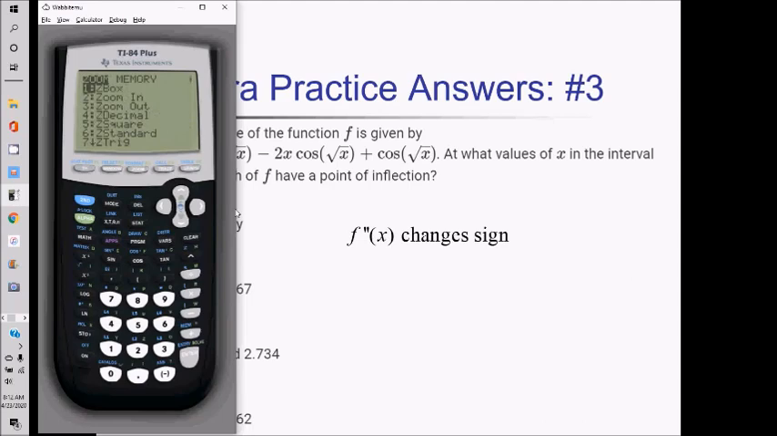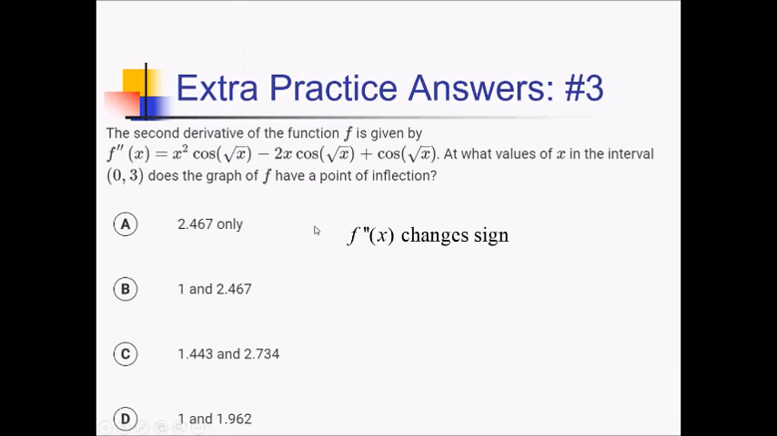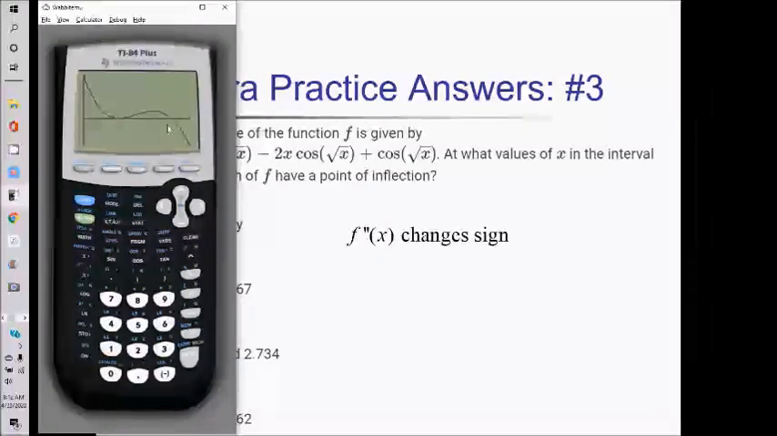Now again, I'm looking for places where f double prime is changing sign. So it looks like we've got, nope, I don't know. This looks like a bounce, not a sign change. This one is definitely a sign change. So let's take a look at what this value is. Let's look at some of the options, actually. All right, so we've got a few options here. There's a few options that have more than one sign change going on. So let's at least look at what this sign change is.